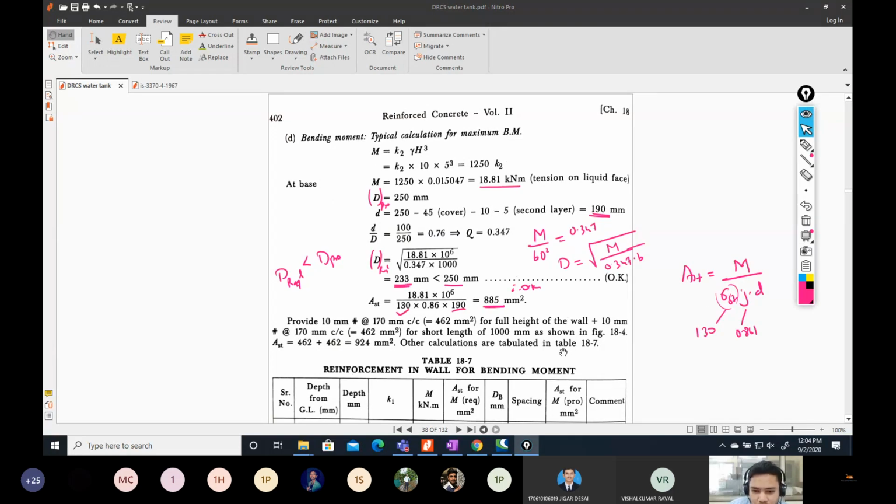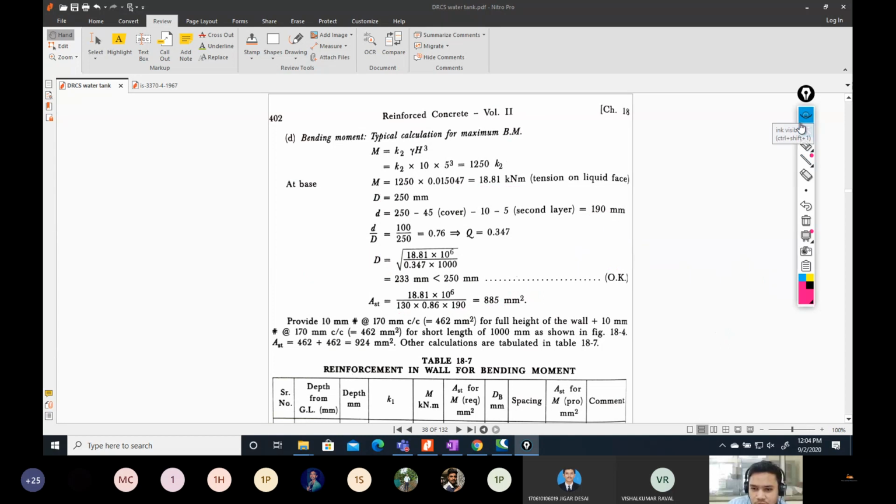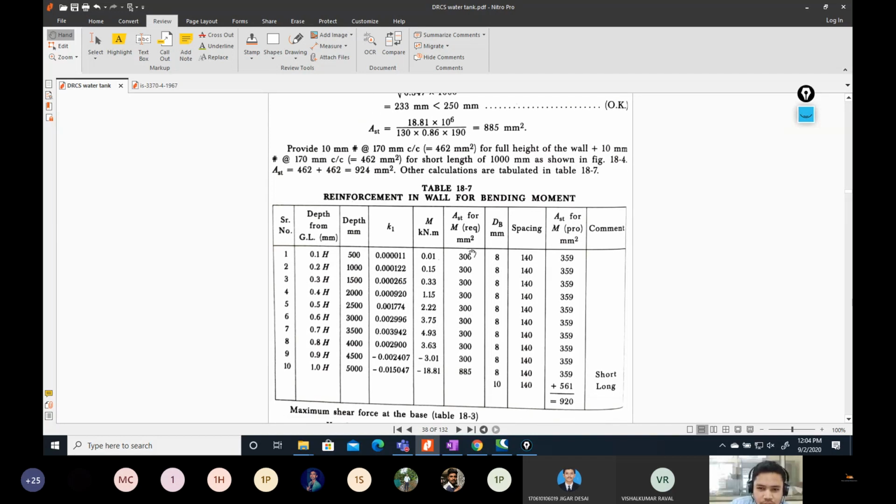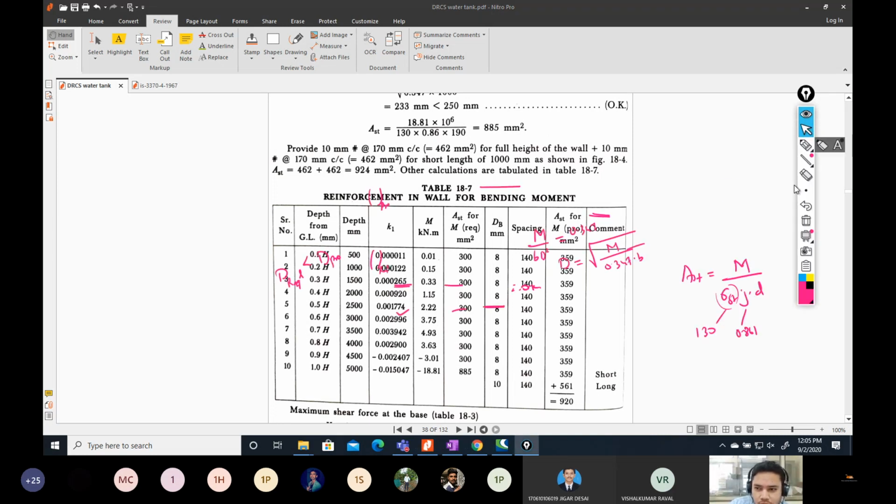Okay, so now same thing. You can do it for different depths, and it is easier to represent this in tabular form. So at different heights, you have the coefficient K2. This is not K1, this is K2. This coefficient is K2, and you can have the corresponding moment, which is given by K2 times gamma times H cube. Okay, so you can have this coefficient.